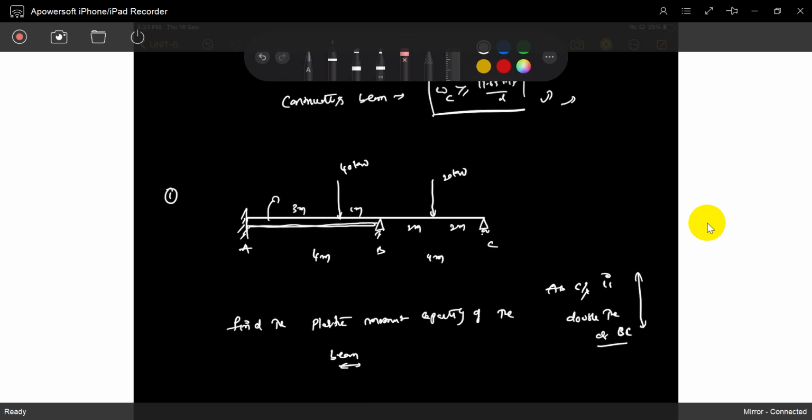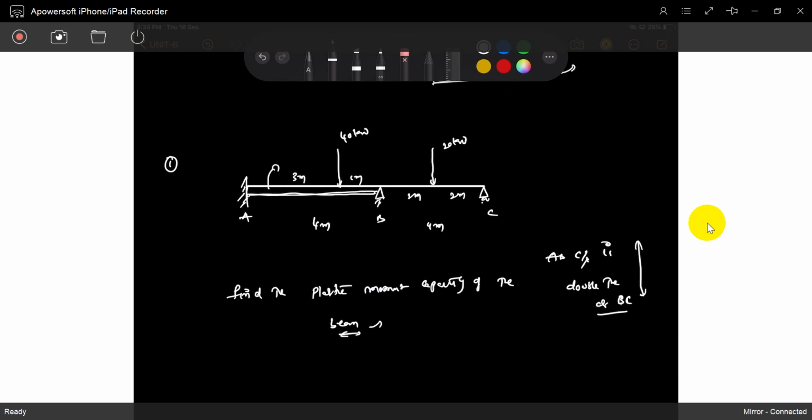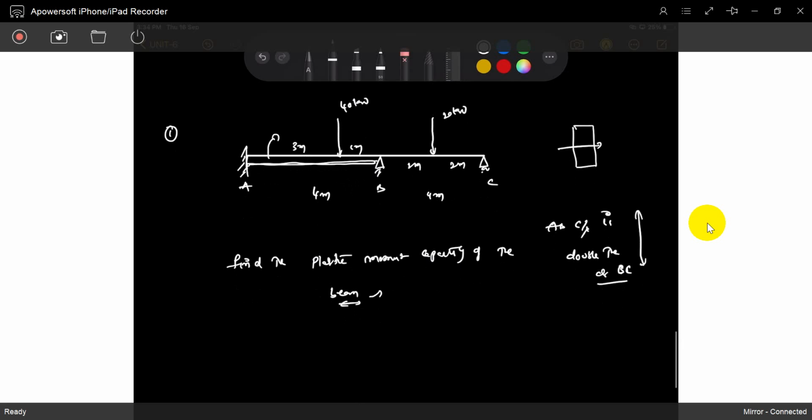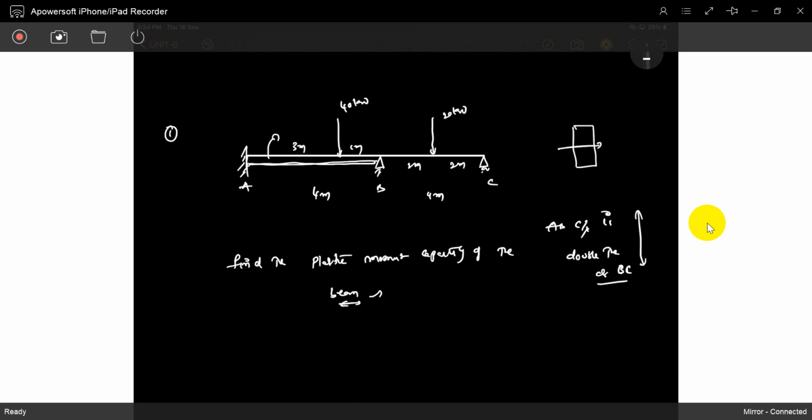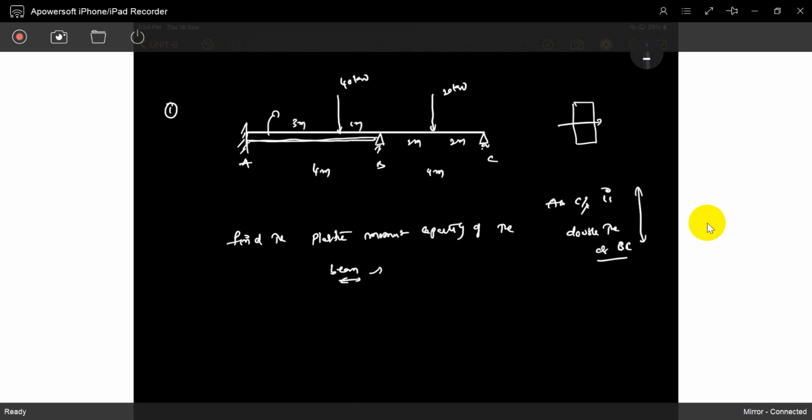Now they reverse the problem. Now they ask not the collapse load, but the plastic moment capacity of the beam. We have to find out how much we have to design it, and there are no cross sections. We have to choose the cross sections. Understood? It's also simple, not as simple as the previous problem. It's the opposite.